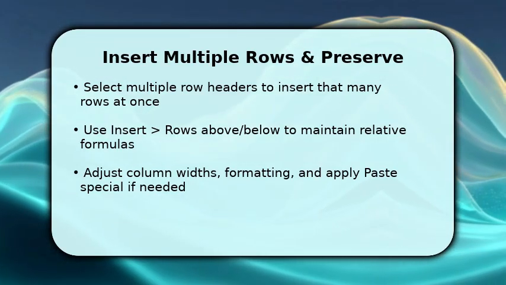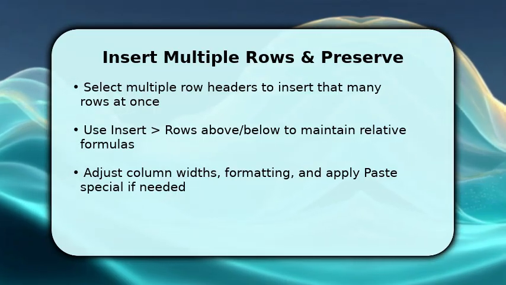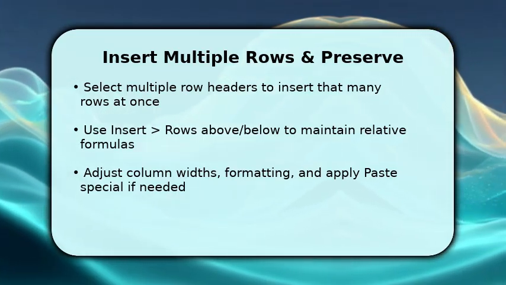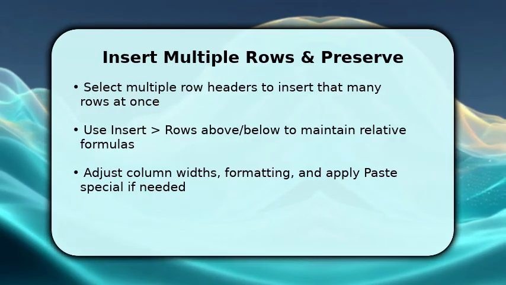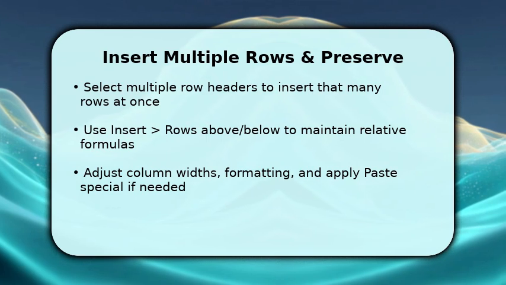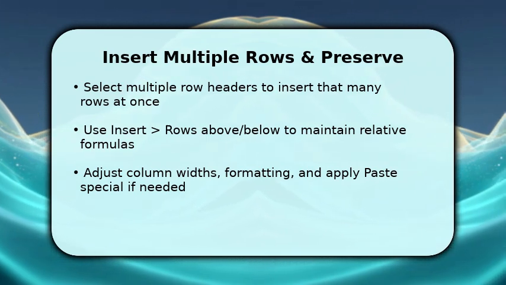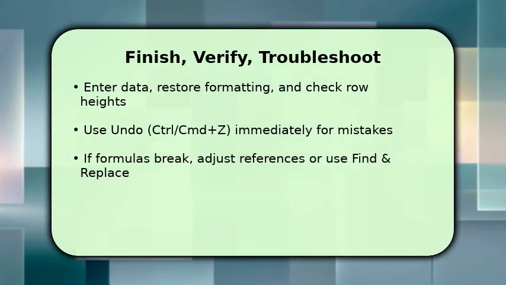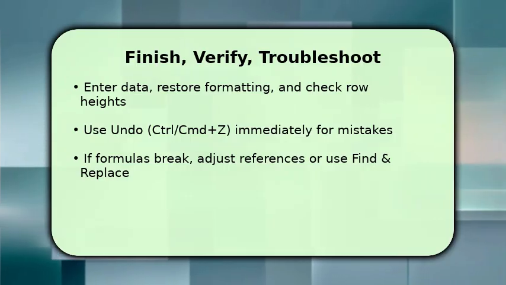Once inserted, check merged cells and wrap text, because those affect row height. Make sure everything looks consistent before populating. Finish by entering your data and sizing the row heights. Use format options to restore borders and alignment. Once done, inspect dependent formulas and charts to confirm they adapted.